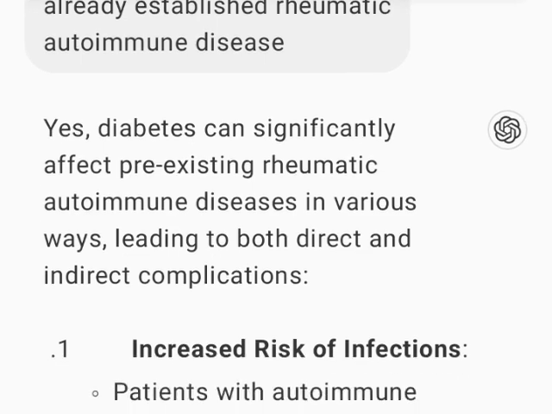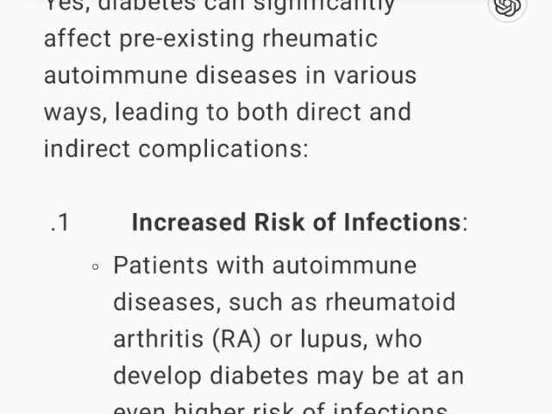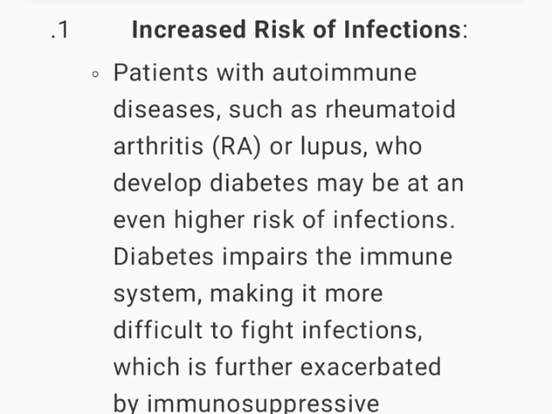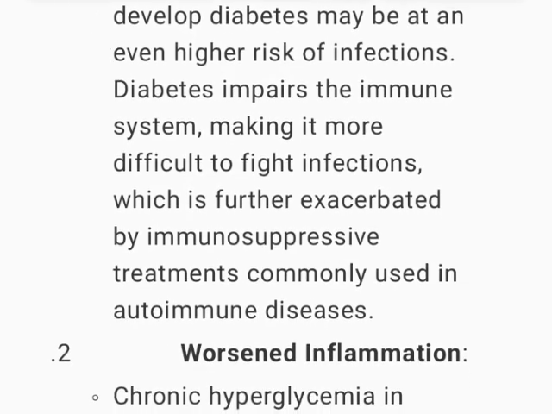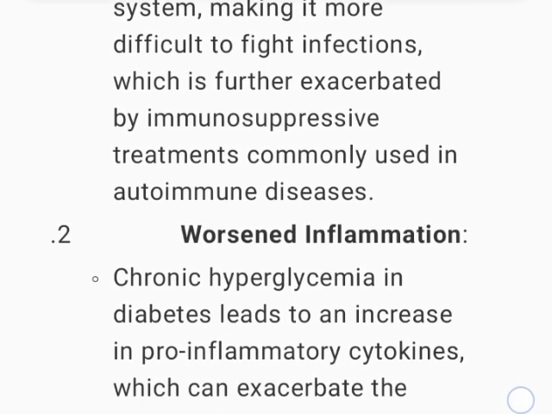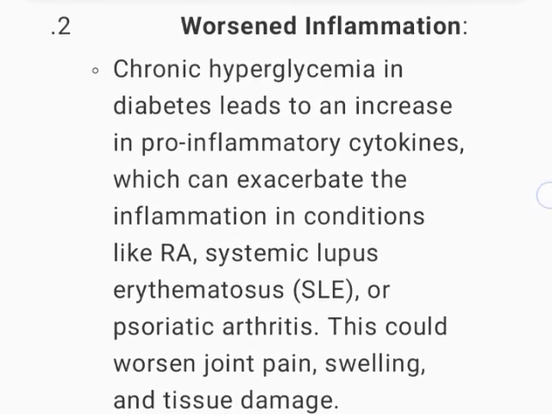Yes, diabetes can significantly affect pre-existing rheumatic autoimmune diseases in various ways, leading to both direct and indirect complications. 1. Increased risk of infections. Patients with autoimmune diseases such as rheumatoid arthritis, RA, or lupus who develop diabetes may be at an even higher risk of infections. Diabetes impairs the immune system, making it more difficult to fight infections, which is further exacerbated by immunosuppressive treatments commonly used in autoimmune diseases.